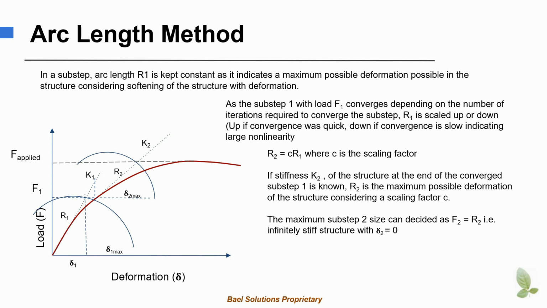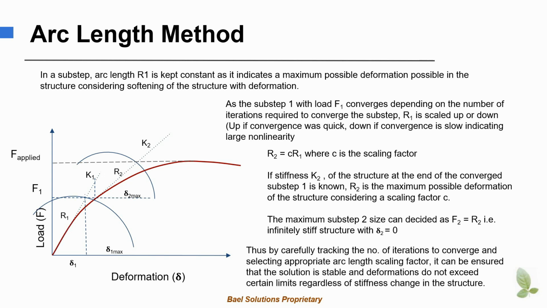The maximum substep 2 size can be decided as F2 equal to arc length of the second substep R2. This indicates an infinitely stiff structure with deformation delta 2 equals 0.